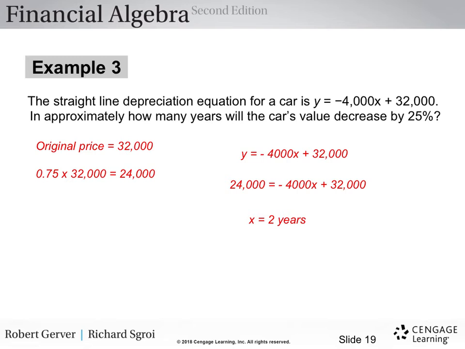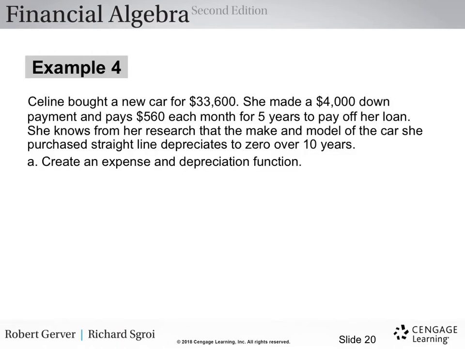Again, we look at our formula. Our formula is y is equal to minus 4,000x plus 32,000, which we were given. I plug in 24,000 for y, which is going to be the new value of the car. If I solve for x, I come out with x is equal to 2 years. So in 2 years, the value will decrease by 25%.